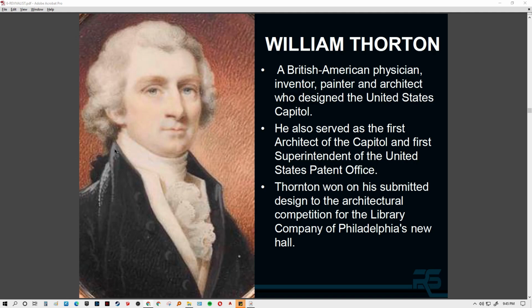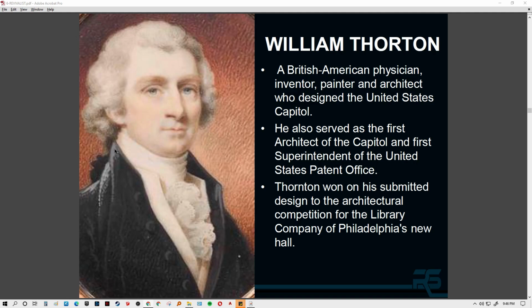Another one we have is William Thornton, a British American physician, inventor, painter, and architect who designed the United States Capitol. He served as the first architect of the Capitol, but then turned it over to different architects. But his plan and design was the one that was followed, since during those times commission and bidding was being practiced.